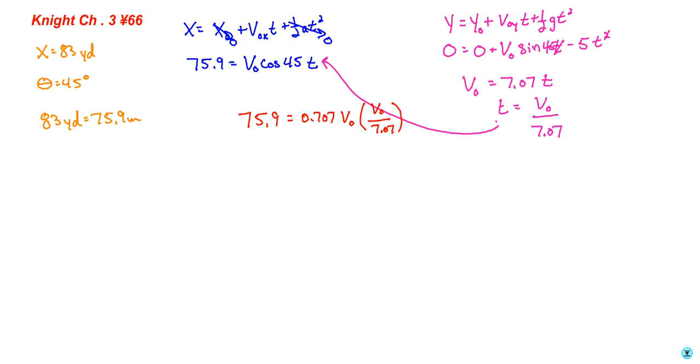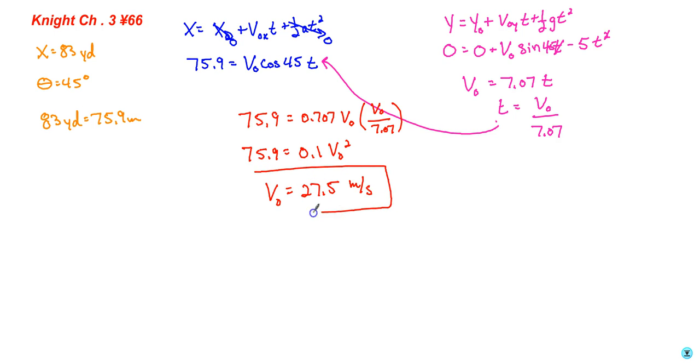From there we just do a little algebra to clean it up. So we'll get 75.9 is equal to 0.707 divided by 7.07, which is 0.1, and then V sub O times V sub O is V sub O squared. From there we can divide the 0.1 over to the other side, then take the square root, and we find that the ball was thrown with a speed of 27.5 meters per second. So pretty fast for a pretty far throw. So that was problem number 66 from chapter 3.